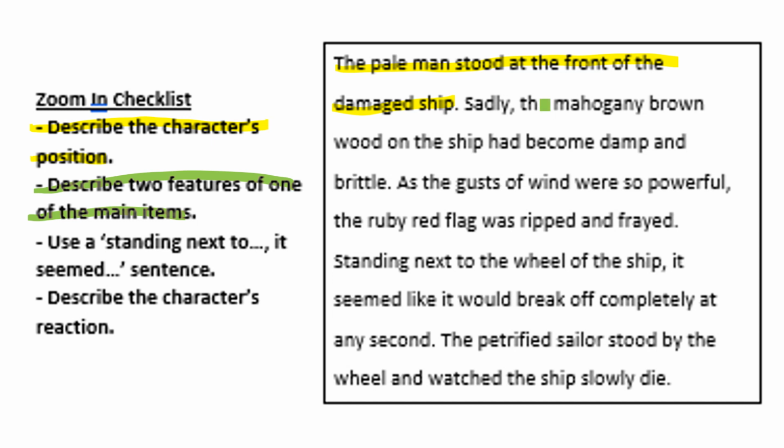So I have described the wood that has become damp and brittle. Remember, brittle means that something is hard, but it's actually quite easy to break. And I've also described the ruby red flag, which was ripped and frayed, which means there were loads of strings of fabric hanging out of it.